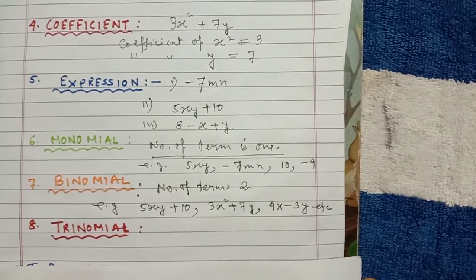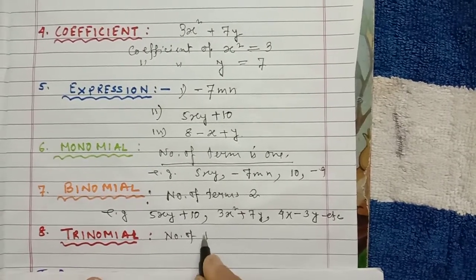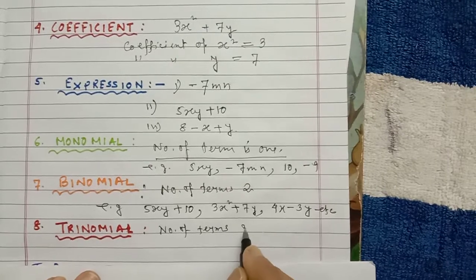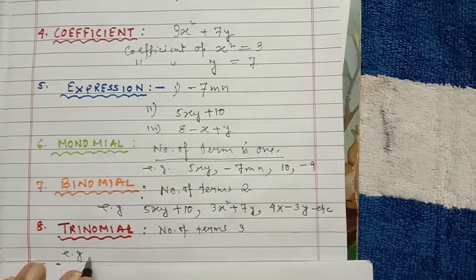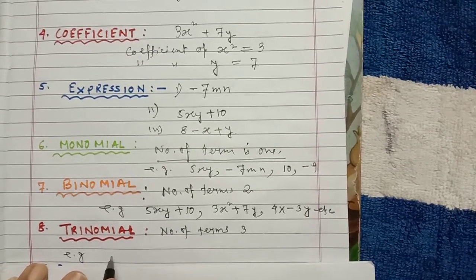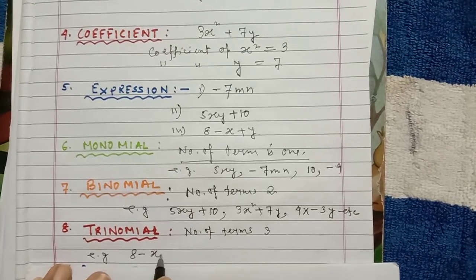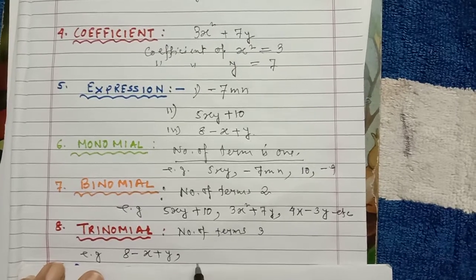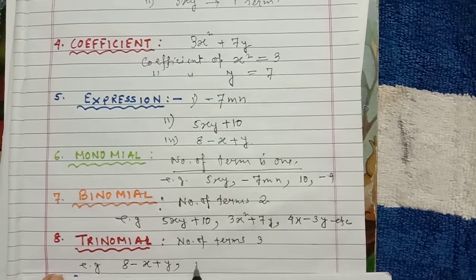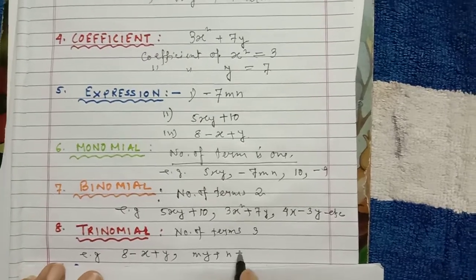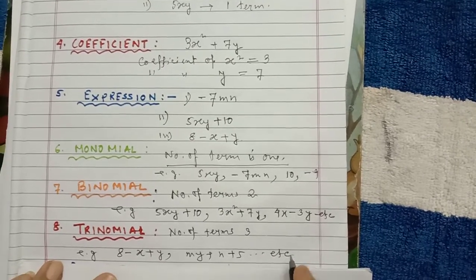Now, as the name indicates, trinomial means the number of terms is 3. So give examples of trinomial where the number of terms is 3. Examples like this: 8 minus x plus y. Another one you can give, think and give: m plus n plus 5. These are the examples of trinomial. Understood?